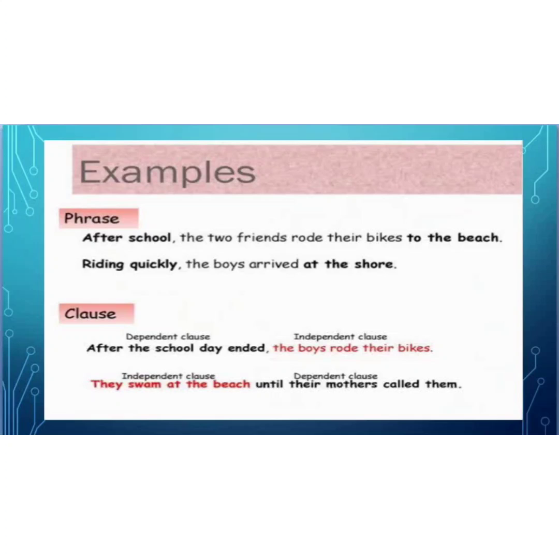So in the next sentence, we can also find the subject-verb combination. Similarly, "they swam at the beach." They is a subject, swam is obviously a verb. So the subject-verb combination in the next sentence is also visible. So from these two examples of phrase and clause, we can understand that a phrase is not comprised of any subject-verb combination, while a clause is just like a complete sentence and it has a subject-verb combination.